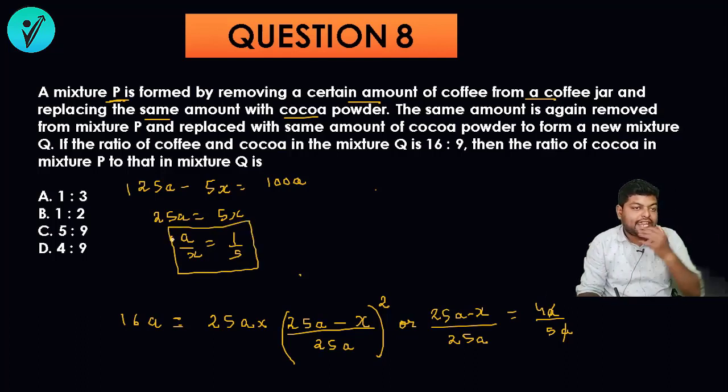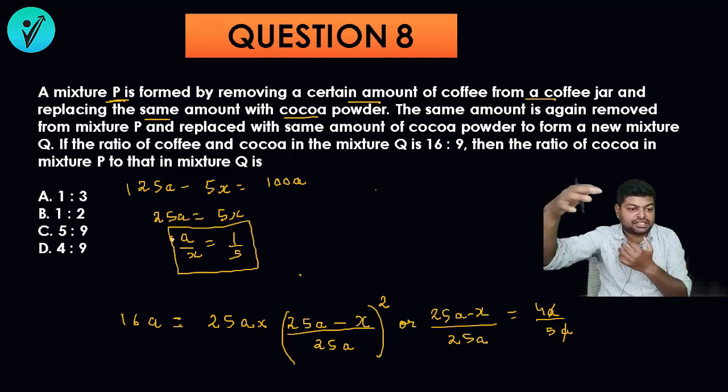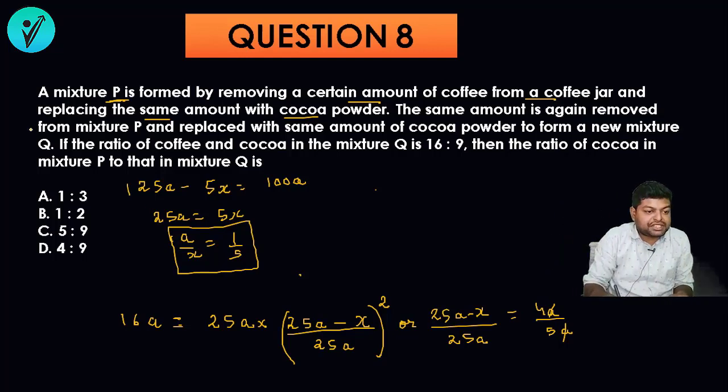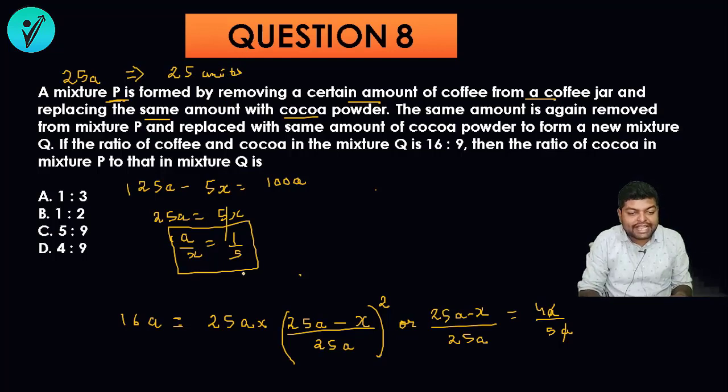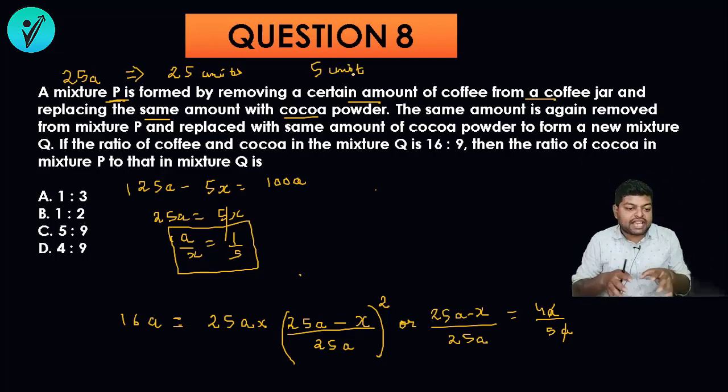So what was A? So A was the initial mixture, means 25 parts I have taken. Na? Initial mixture was 25A. So if A is 1, so we can say that initial mixture was 25 units. And what was x? X was the mixture that we are taking out. So every time we are taking out 5 units from it. So at the beginning I was having 25 parts of that, okay, and we are taking 5 units of it.